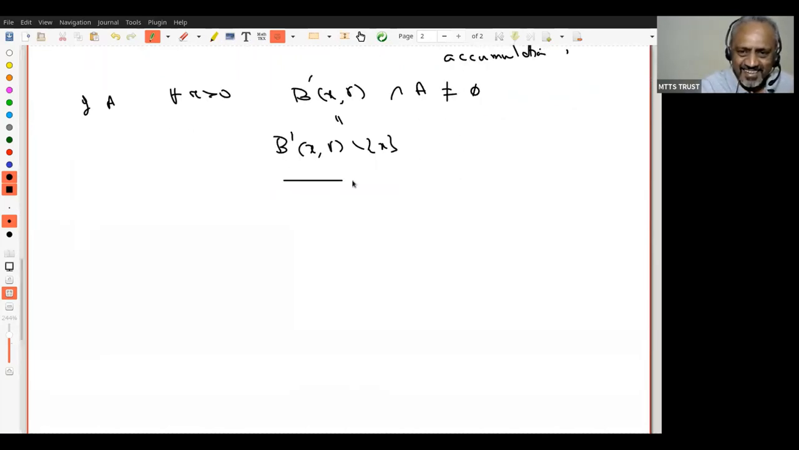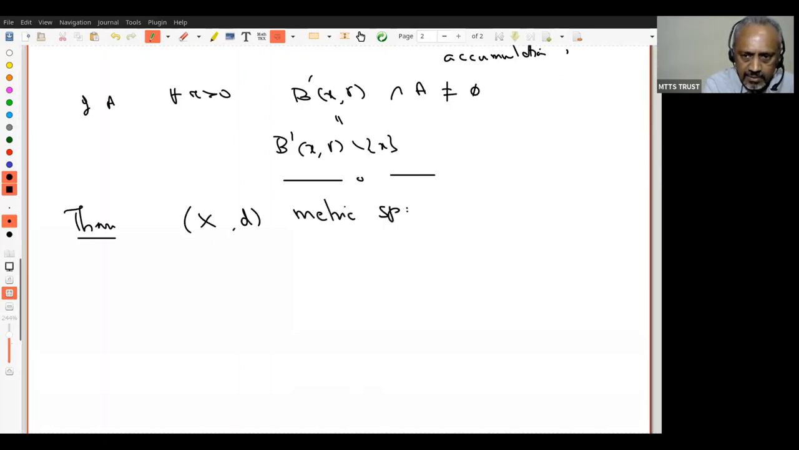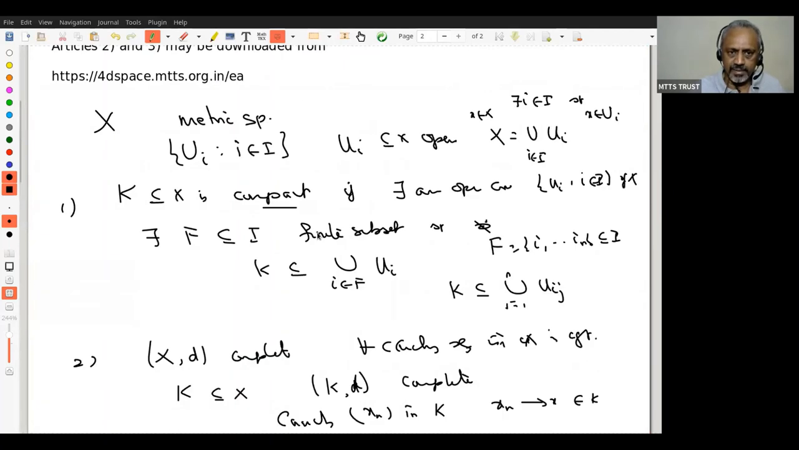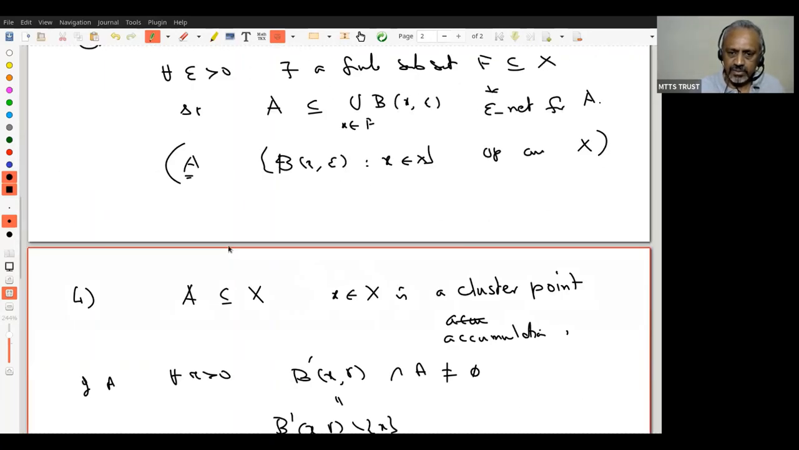Okay. Now what is the theorem we want to prove? Let X, d be a metric space. Notice that even though it talks about metric space, it may be a characterization of compact subsets, because when I say K is a compact subset of X, it is the same as saying the metric space (K, d) is compact. You understand that? So there is no need for that.